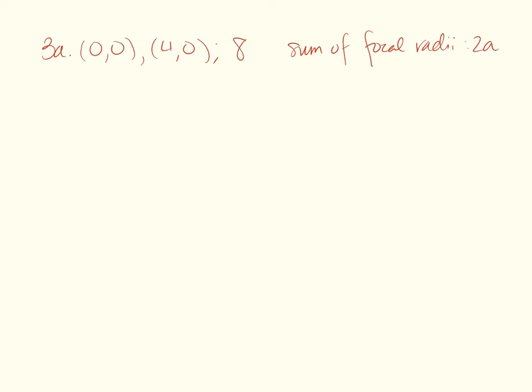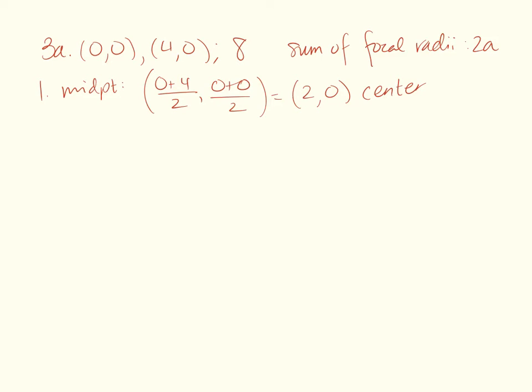Okay, so let's say we're looking at 3a on the study guide. The foci are (0, 0) and (4, 0), and the focal radii sum is 8. Step 1 is to find the center, and to find the center we're going to do midpoint. So we have (0 plus 4) over 2 and (0 plus 0) over 2. This is going to be (2, 0). That's my center, not my conic, my center.